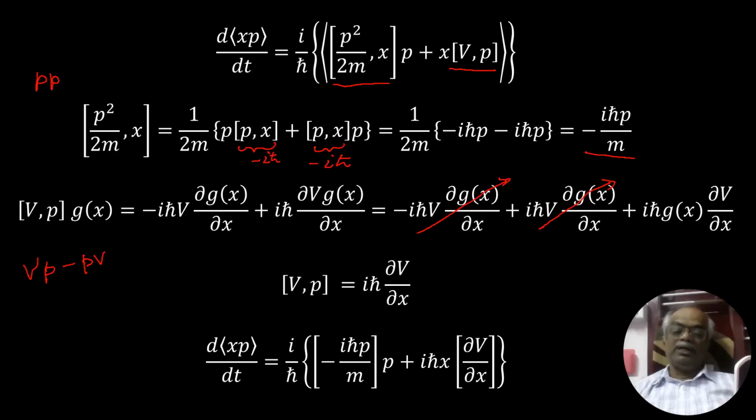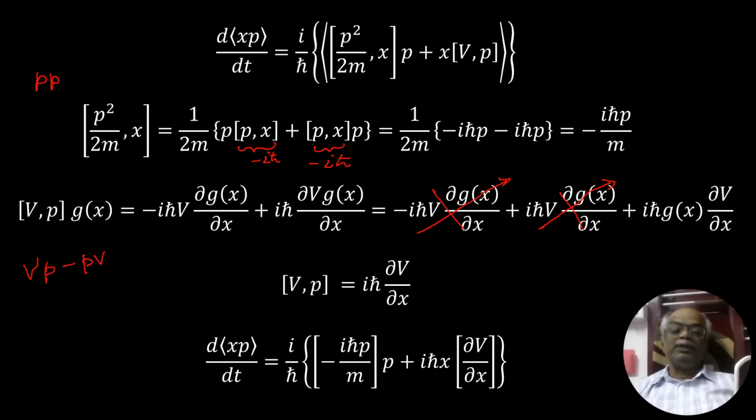So you can cancel these two. So finally you will arrive at, you remove this g(x), here g(x). So the commutation of V with p is equal to i h-cross ∂V/∂x. Now you replace, that is, I will erase this.